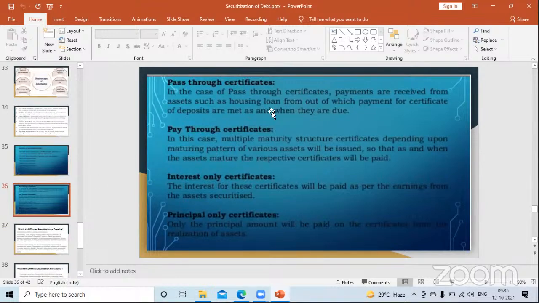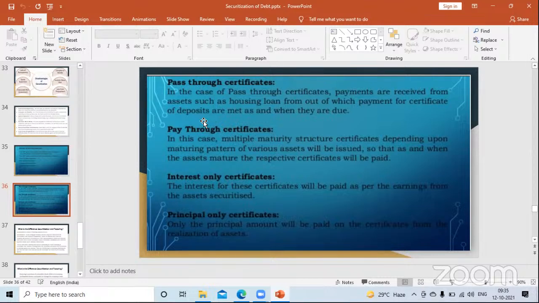Pass-through certificates. What happens in pass-through? In case of pass-through certificates, payments are received from the assets such as housing loans, out of which payments for certificates of deposits are met as and when they are due. Now, suppose you have certificates of deposits, COD. Do you know what is COD? Certificate of deposits? Yes, ma'am.